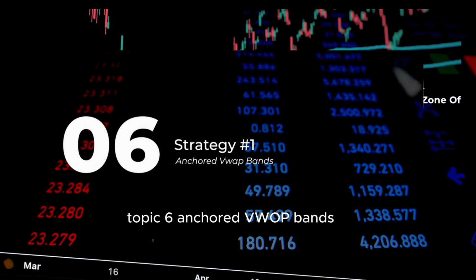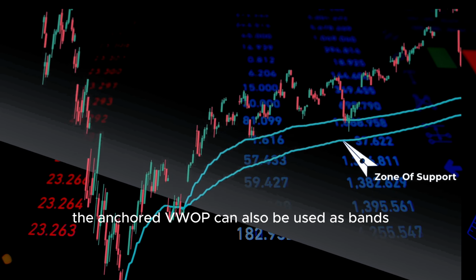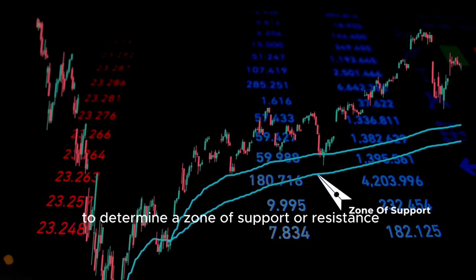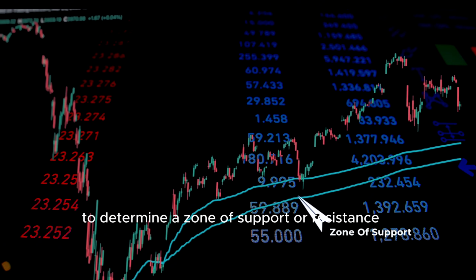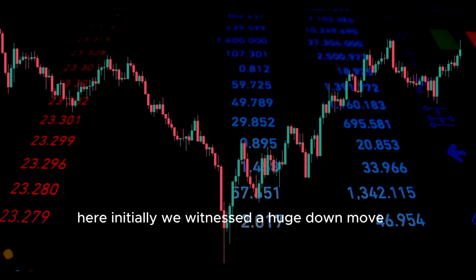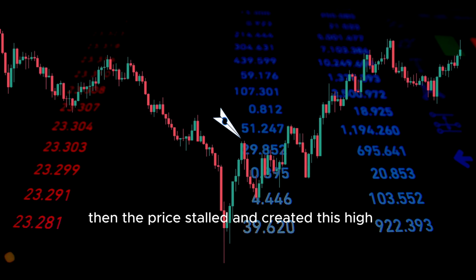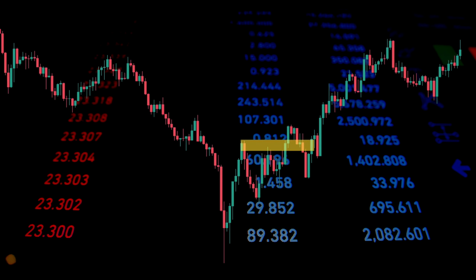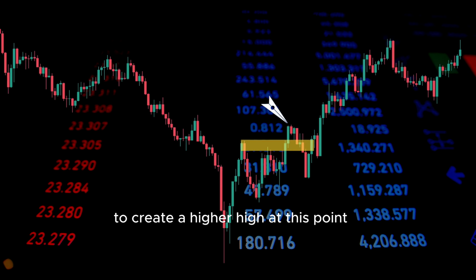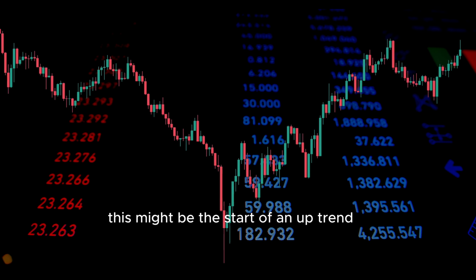Topic 6. Anchored VWAP bands. The anchored VWAP can also be used as bands to determine a zone of support or resistance, instead of a line. Here initially we witnessed a huge down move. Then the price stalled and created this high. The price then broke above the high to create a higher high at this point. This might be the start of an uptrend.